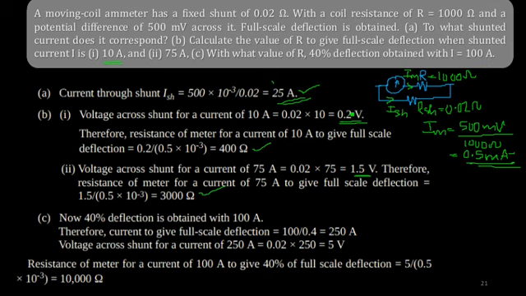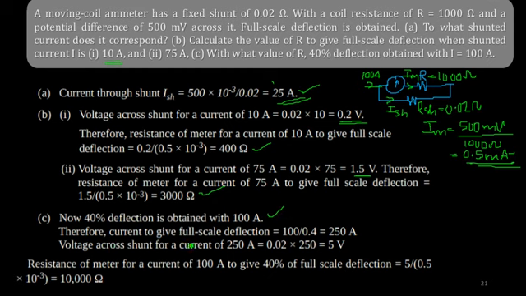Now next case, with what value of R is 40% deflection obtained with I equal to 100 amperes? That is, you have a 40% deflection obtained with current equal to 100 amperes. So here you have current equal to 100 amperes. Now 40% deflection is obtained with current equal to 100 ampere.